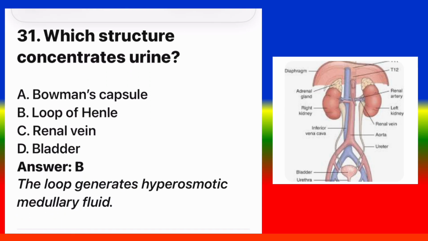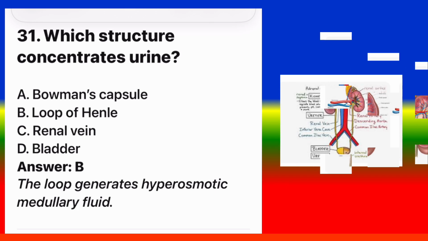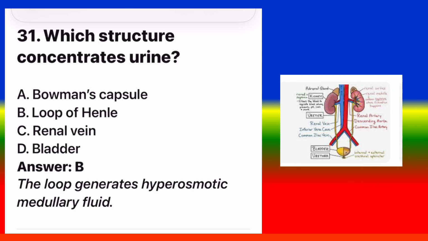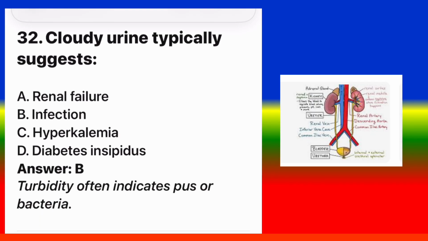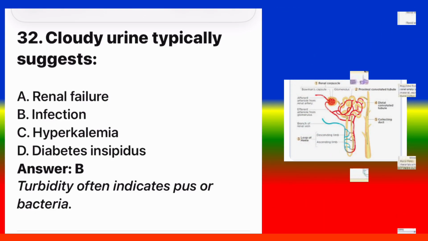31, which structure concentrates urine? A, Bowman's capsule; B, loop of Henle; C, renal vein; D, bladder. Answer B. The loop generates hyperosmotic medullary fluid. 32, cloudy urine typically suggests: A, renal failure; B, infection; C, hyperkalemia; D, diabetes insipidus. Answer B. Turbidity often indicates pus or bacteria.